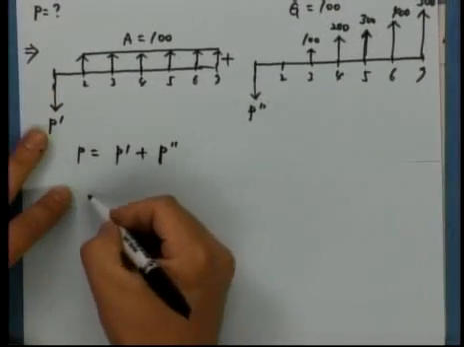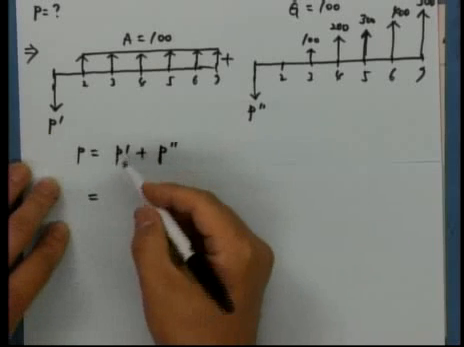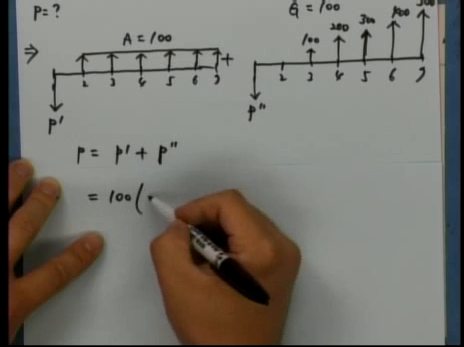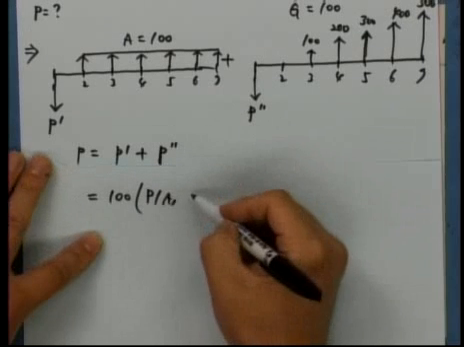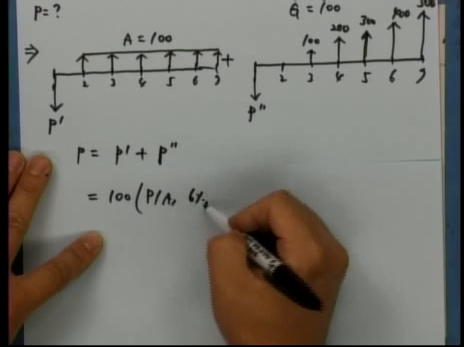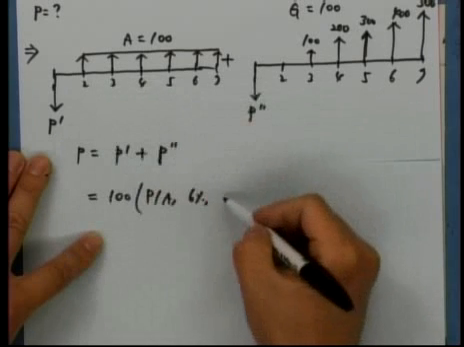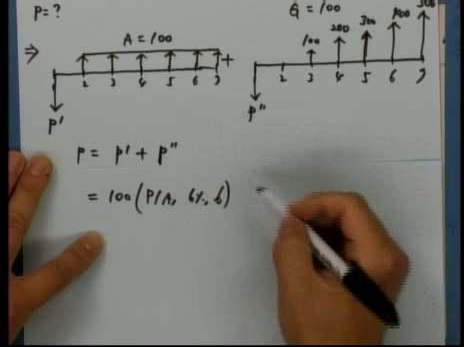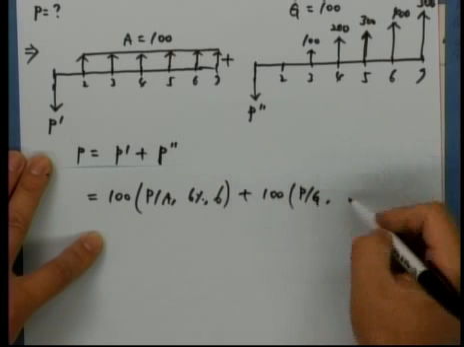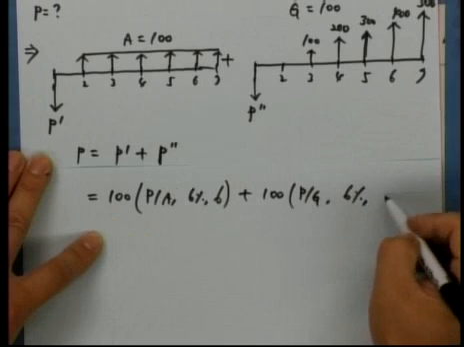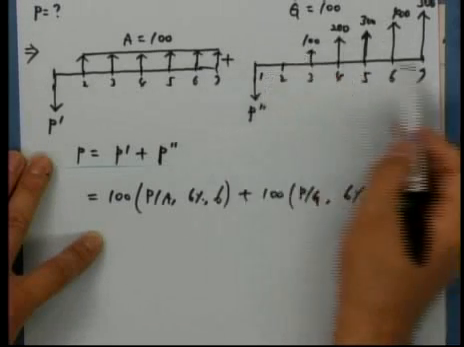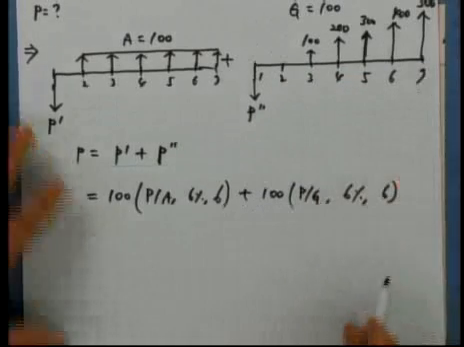So this is pretty easy to do. P prime can be obtained by 100 times P given A, and then 6% interest rate over 6 periods, right? And then 100 times P given G, 6% over 6 periods, because it's from period 1 to 7. Okay.